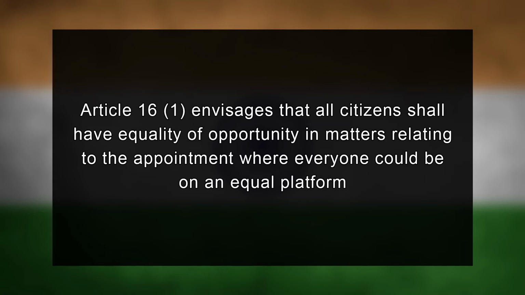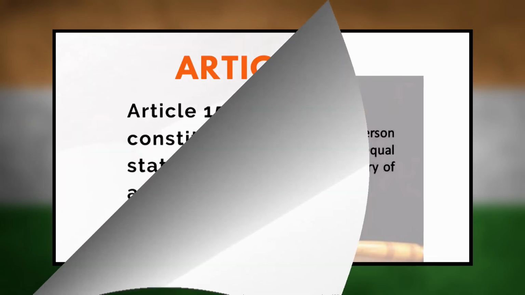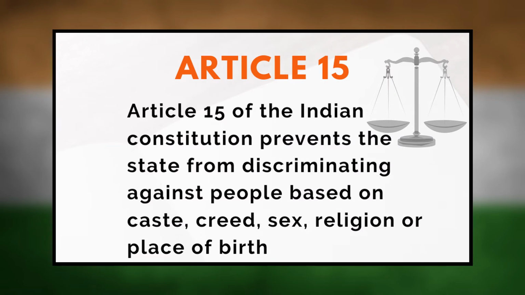Article 16(1) envisages that all citizens shall have equality of opportunity in matters relating to appointment, where everyone could be on an equal platform. But this cannot happen with physically weak people or backward people. Thus, reservations reflect the adoption of the concept of proportional equality. It is mentioned that law must be general and abstract, but justice requires attention to the individual case. Hence, Article 14 provides equality before law and equal protection of the laws. Article 15 prohibits discrimination on grounds of caste.